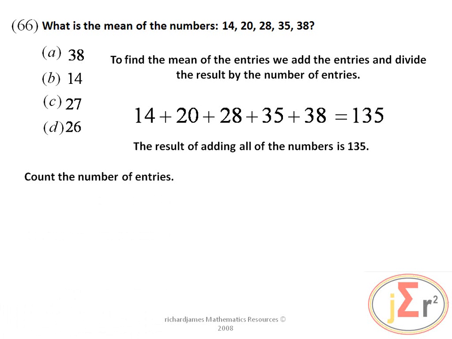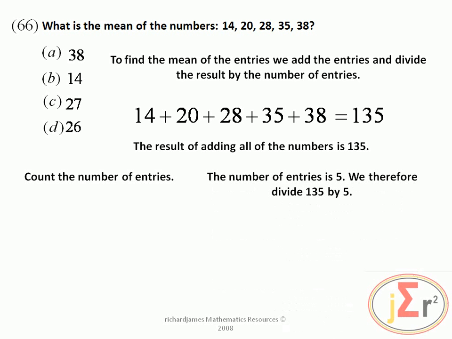So count the number of entries. And Jerry, remember our little counting exercises that we have gone through? This is one of them. So see if you can catch the numbers before they disappear. Oh yes, Jerry, you would have caught every single one of them. And we have 5 of them. So the number of entries is 5.